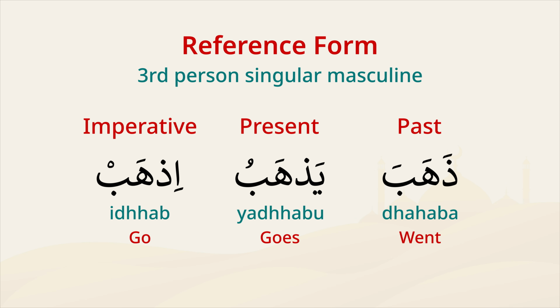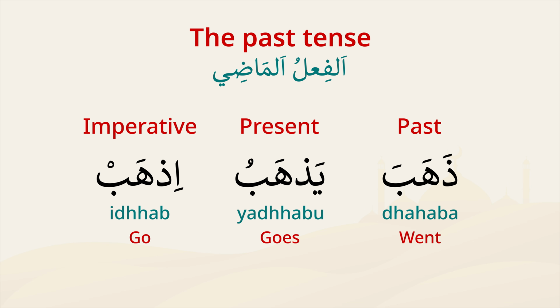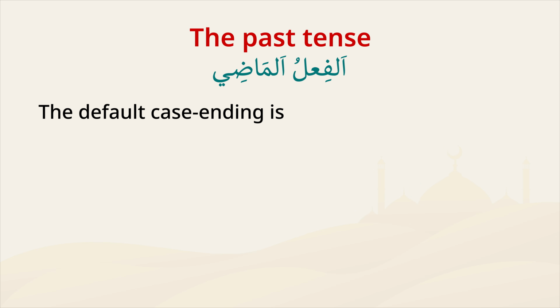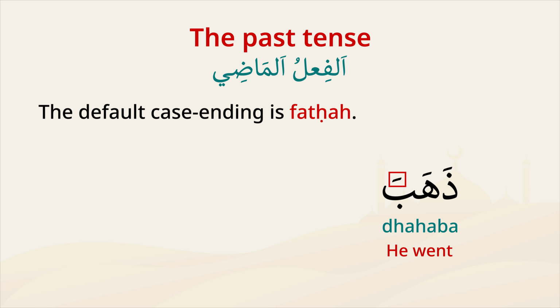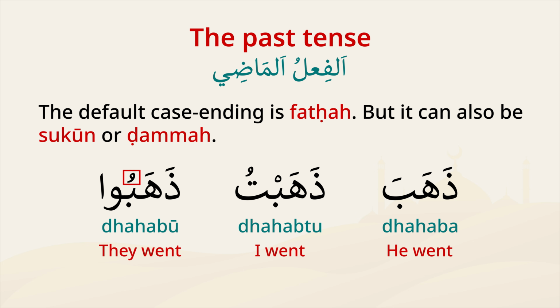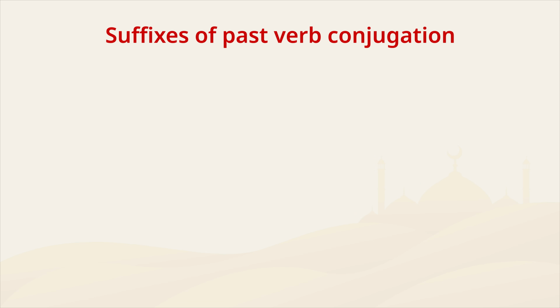Now, I would like to focus specifically on the past tense. The past tense verb, al-Fā'il al-Māḍī, is a word that expresses an action completed in the past. By default, the ending of a past tense verb carries a fatha. Apart from this default case ending, its ending can also take sukoon or dhammah, depending on which attached pronoun we use. Let us look closely at the attached pronouns that join the past tense verb and their different forms.